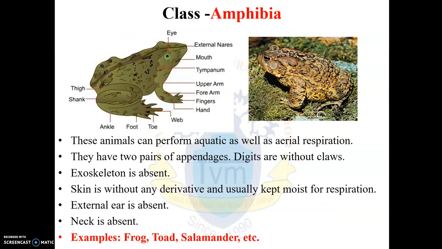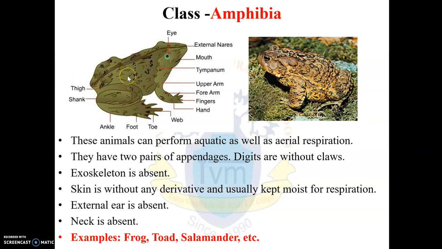Class Amphibia. These animals are strictly aquatic during their larval life and they perform only aquatic respiration, whereas they can live in water as well as on land during the adult life and can perform aquatic as well as aerial respiration. They have two pairs of appendages. Digits are without claws, means fingers or toes, they are without claws.